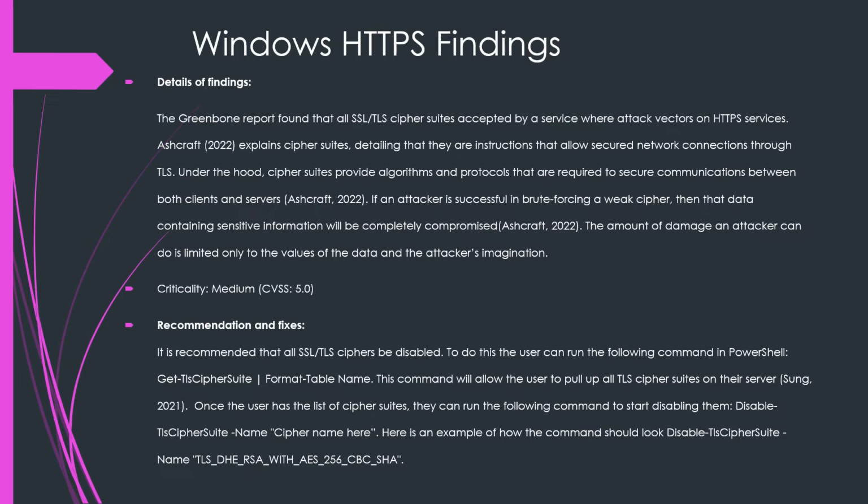To do this, the user can run the following command in PowerShell, which is this get command here. This command will allow the user to pull all TLS cipher suites on their server. Once the user has the list of cipher suites, they can run the following command to start disabling them, which is this disable command here. And then you put in the name of the actual cipher suite. And I have an example down here which shows what the actual command will look like as a whole.